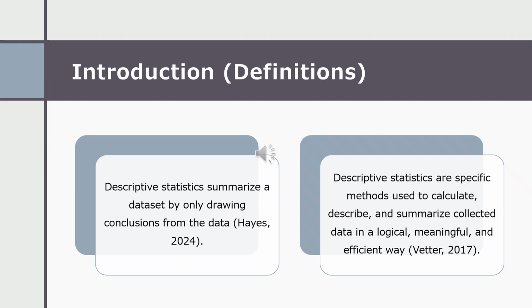Hayes defines descriptive statistics as a data set by only drawing conclusions from the data. Vedder describes descriptive statistics as a specific method used to calculate, describe, and summarize collected data in a logical, meaningful, and efficient way.